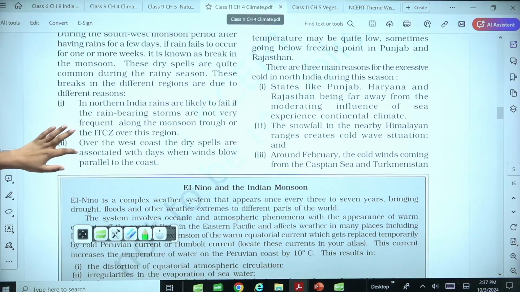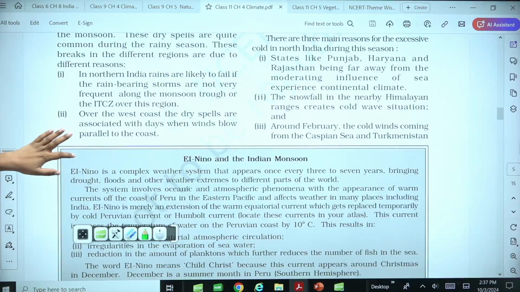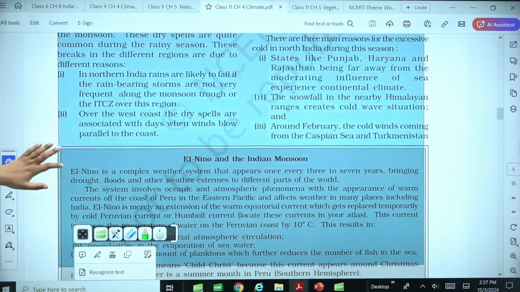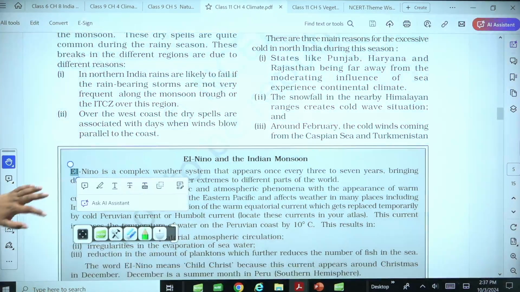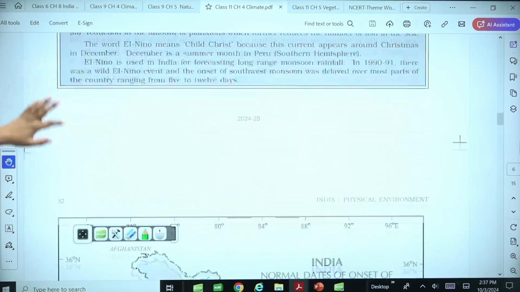There are three main reasons for the excessive cold in India during this season. States like Punjab, Haryana and Rajasthan are far away from the moderating influence of the sea, there is snowfall in the nearby Himalayas, and also around February there are cold winds coming from the Caspian Sea and Turkmenistan.